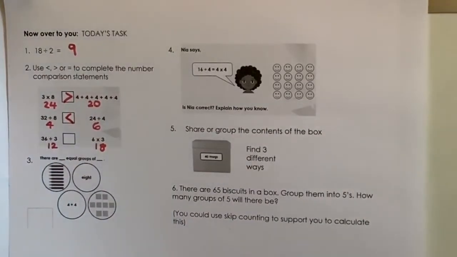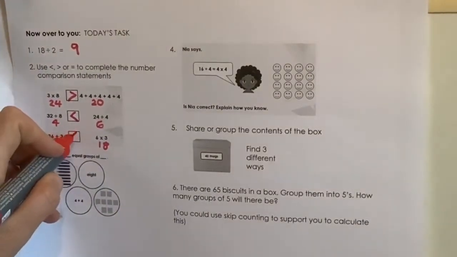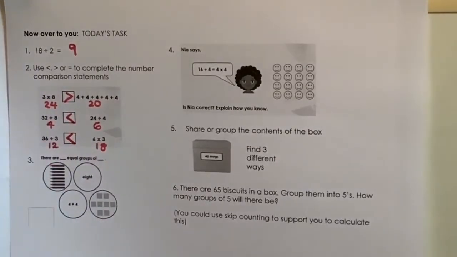And then number 3, 36 divided by 3 is 12. 6 times 3 is 18. So we know that 12 is less than 18. Well done if you got those ones right.